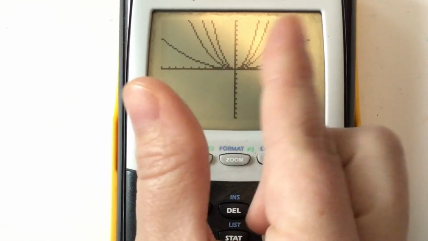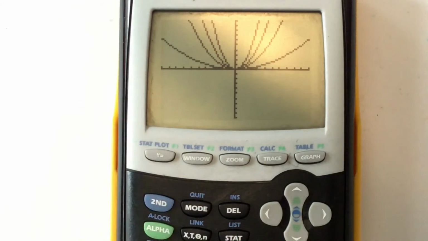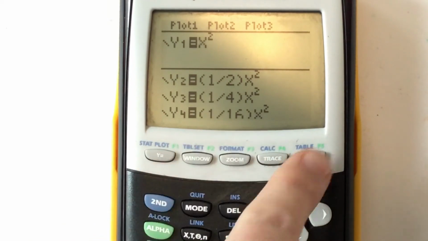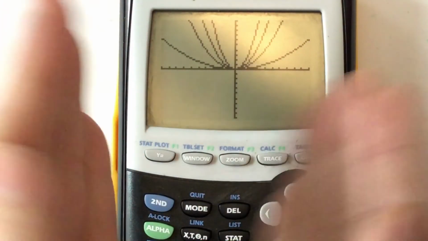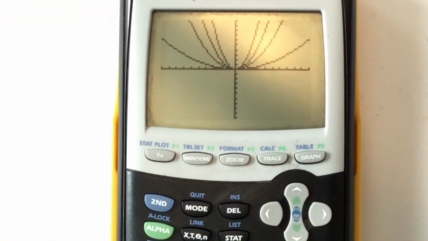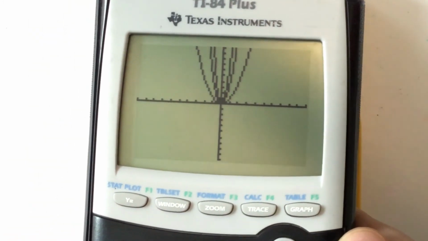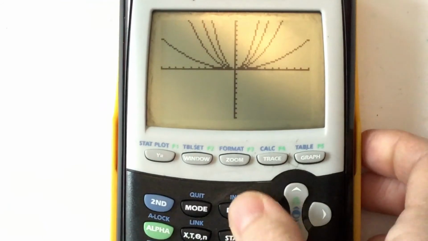The graph got wider and wider and wider. And in Algebra 1, we call that a compression. It was getting vertically compressed. Okay, so as the numbers get smaller in front, the graph gets wider or more compressed. And as the numbers get bigger in front, the graph gets skinnier or more stretched.